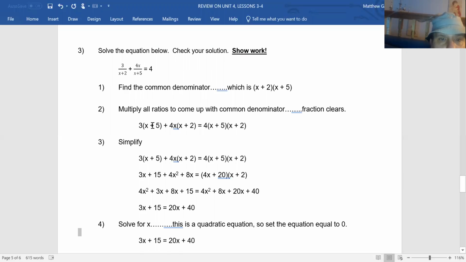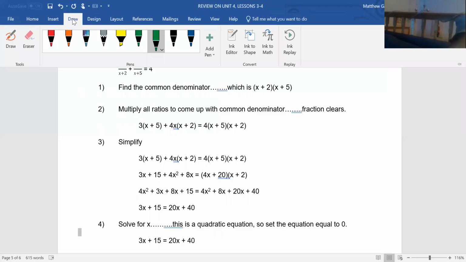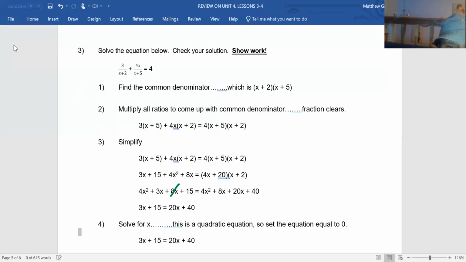The 3 gets multiplied by x plus 5. The 4x gets multiplied by x plus 2. We get 3x plus 15 plus 4x squared plus 8x. And 4 gets multiplied by both x plus 2 and x plus 5. So what I did is I multiplied 4 by x plus 5 first, 4x plus 20. And then I FOILed 4x plus 20 and x plus 2 and got 4x squared plus 8x plus 20x plus 40. And then from here, what I didn't show is 8x cancels and 4x squared cancels.